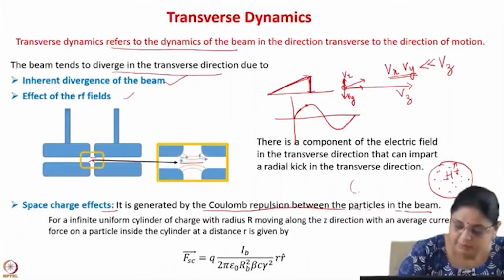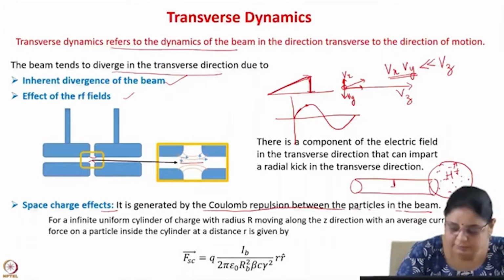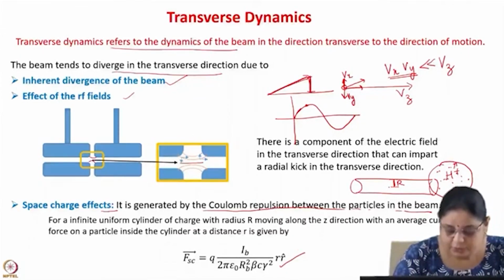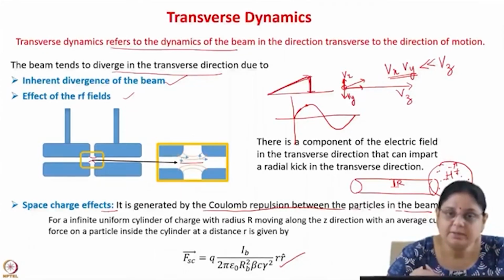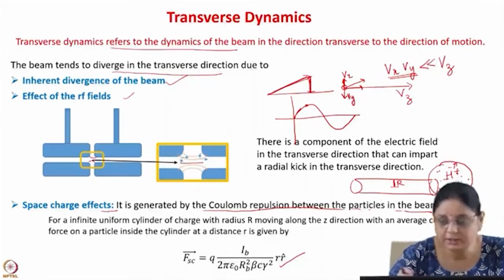So let's say you have a long uniform infinite cylinder of radius r. Let's say this is the whole beam, and the force acting on any charge inside this beam is given by this expression, and we can see that it is radially positive. So the charged particle will be pushed out of the beam. In other words, the beam size will increase. Now an increase in beam size, if not controlled, can lead to beam loss. So we need to focus the charged particles.